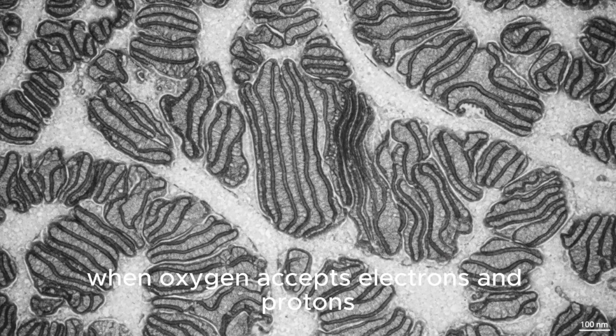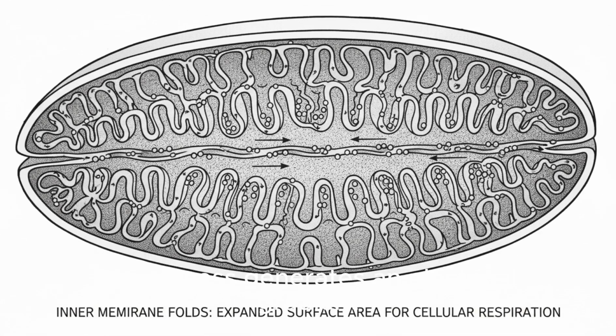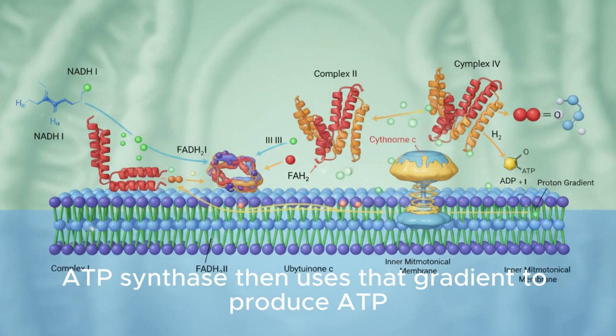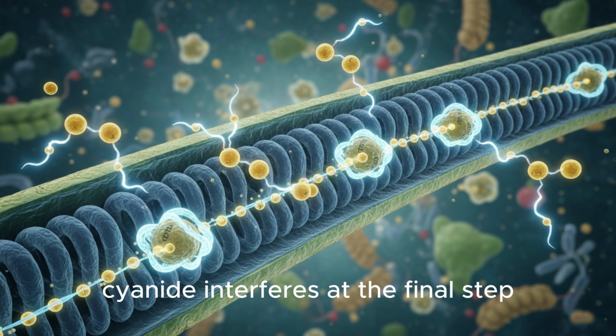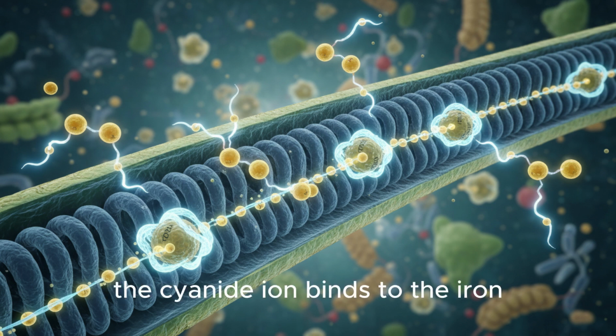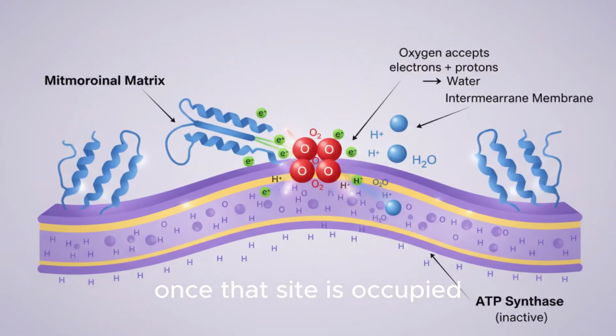When oxygen accepts electrons and protons, water is formed. This process generates an electrical gradient across the mitochondrial membrane, similar to charging a microscopic battery. ATP synthase then uses that gradient to produce ATP. Cyanide interferes at the final step. The cyanide ion binds to the iron within the active site of cytochrome C oxidase. Once that site is occupied, oxygen can no longer bind.